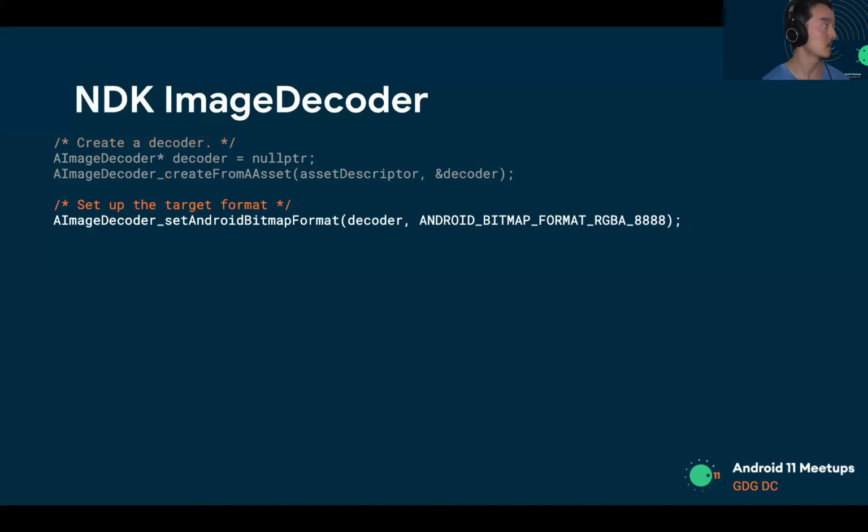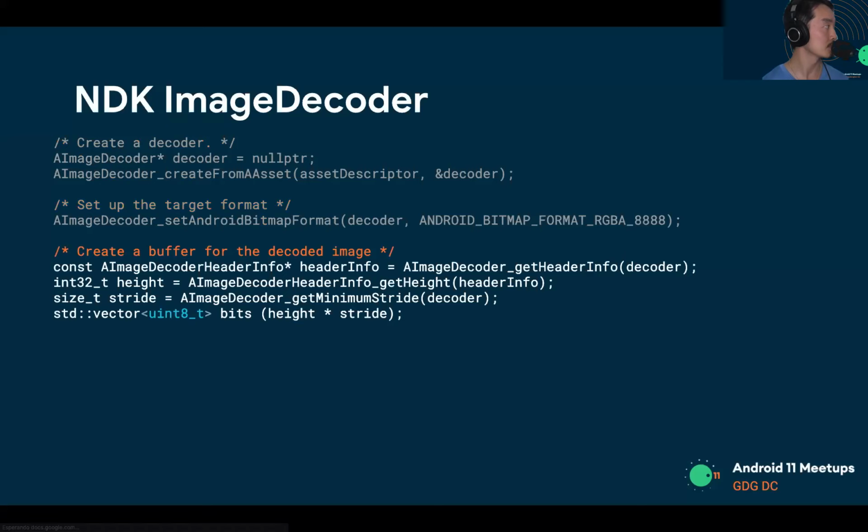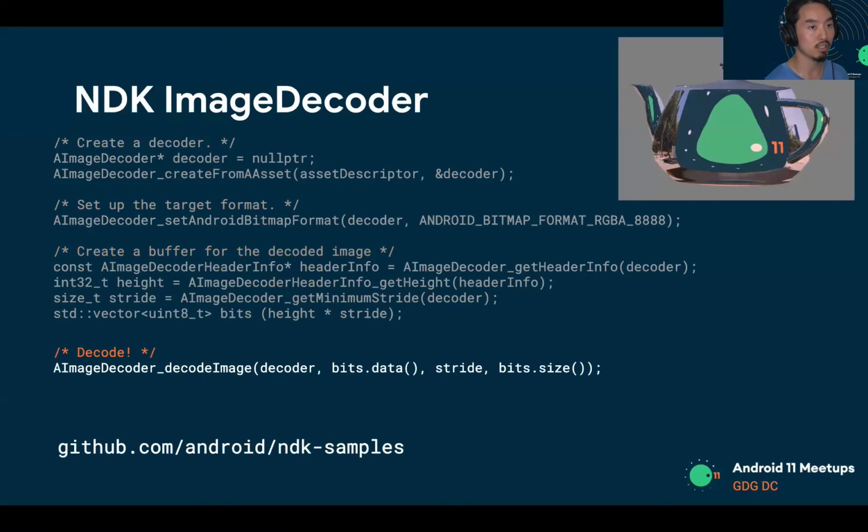You just create a decoder. You set the target format like bitmap or JPEG. Create a buffer for the decoded image, and then you just decode it, and you'll have your image at the native level. You can also check out examples of this at the GitHub repo at android/ndk-samples.